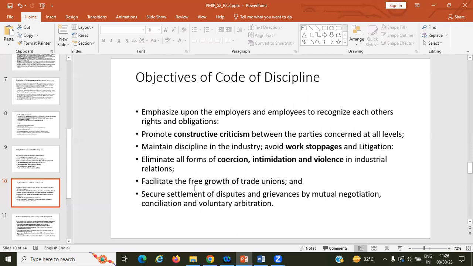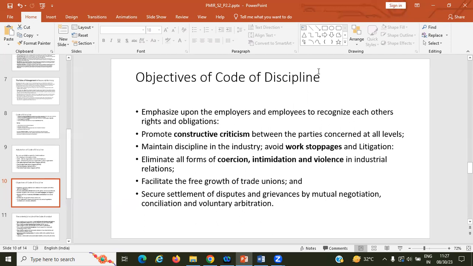Beating up, hooliganism, that means intimidation. Intimidation and violence in the industrial environment. So if you have a proper code of discipline written, you can avoid such kinds of violence, marpit, gundagardi.